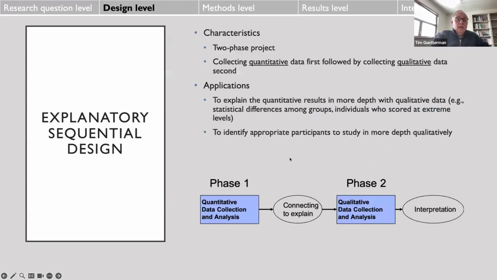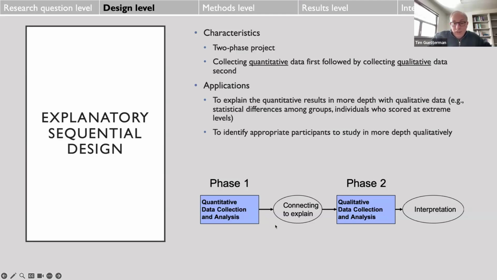So a second core design is an explanatory sequential design. And this is the first of two designs that happen in sequence. An explanatory sequential design begins with a quantitative phase. So if we look at this little figure on the bottom, it's a quantitative phase where data are collected and analyzed, and then those results are used to inform a follow-up qualitative phase.